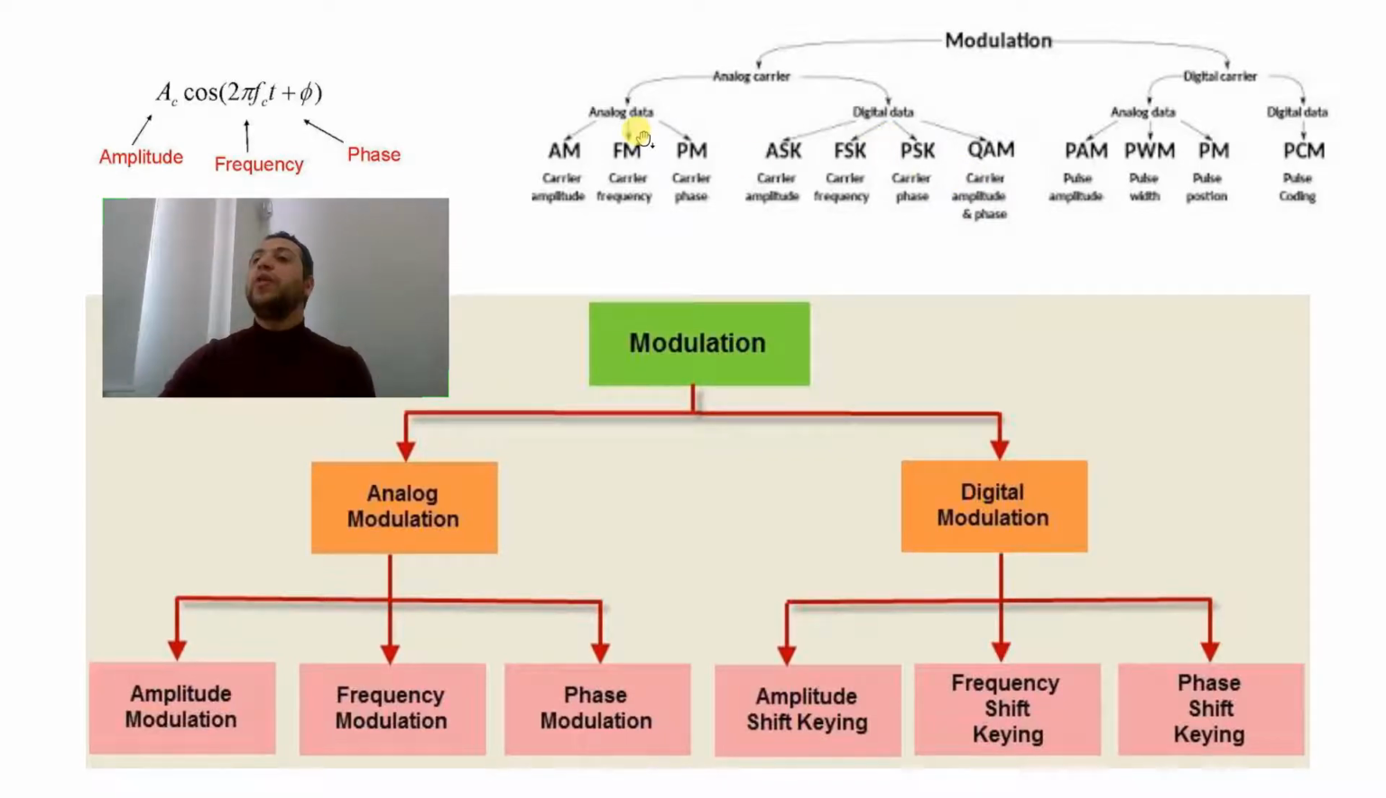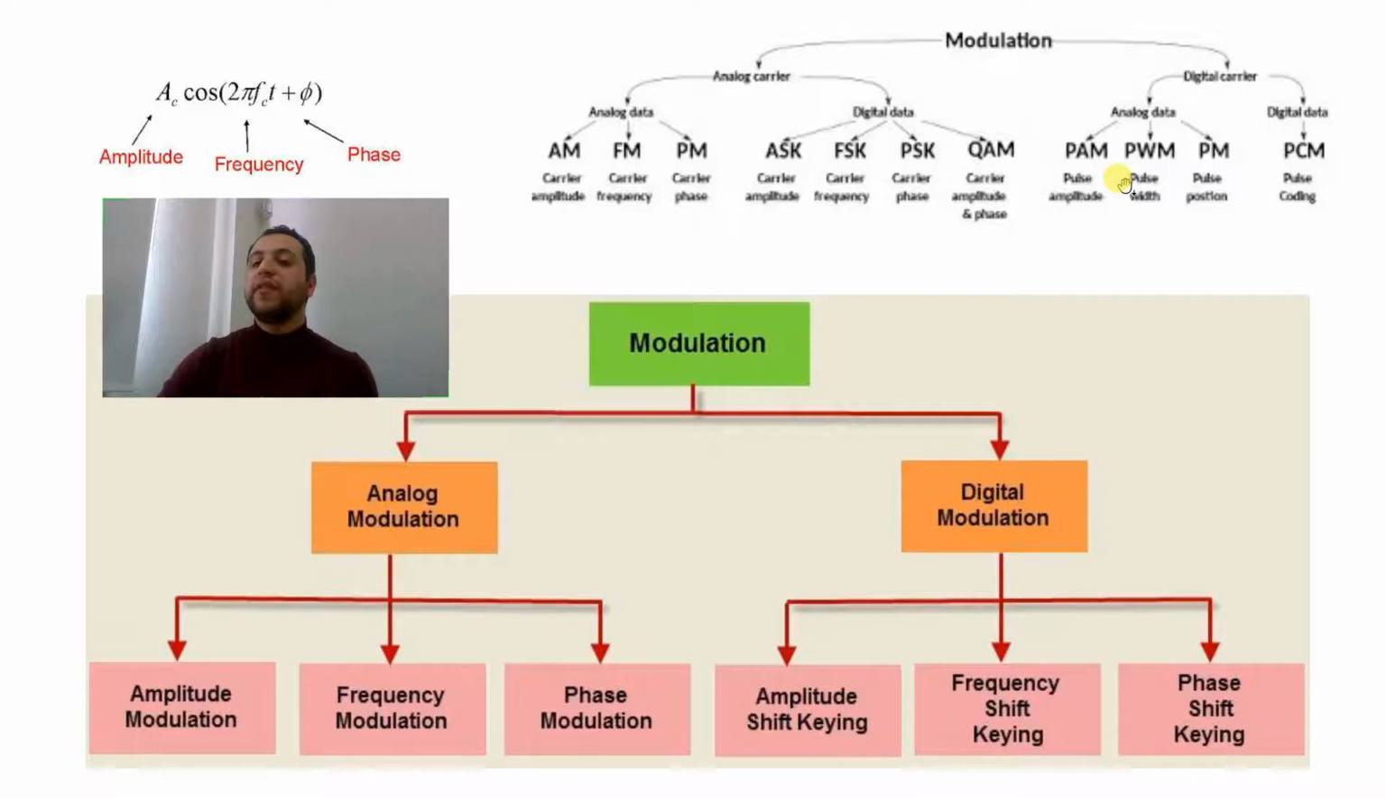But those we will call digital modulation schemes. Why? Because the data is digital. And here we call them analog. Why? Because the data is analog, like a direct voice message, direct audio, direct picture, whatever.